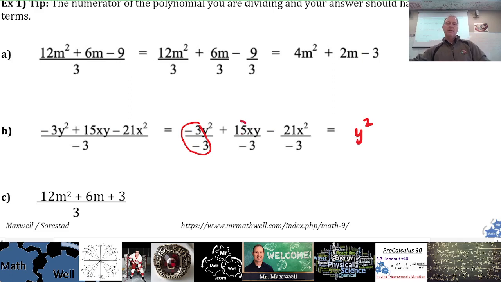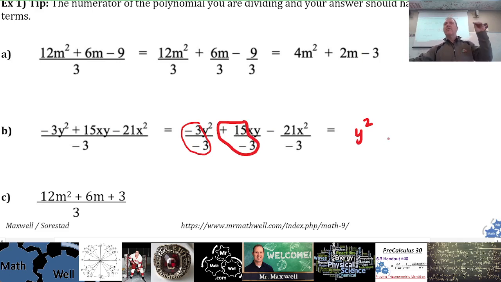Now, 15 divided by negative 3. So what you can consider is, and I would suggest this, consider this plus sign here and this minus sign together and do that division appropriately. So we have a positive 15 divided by a negative 3.